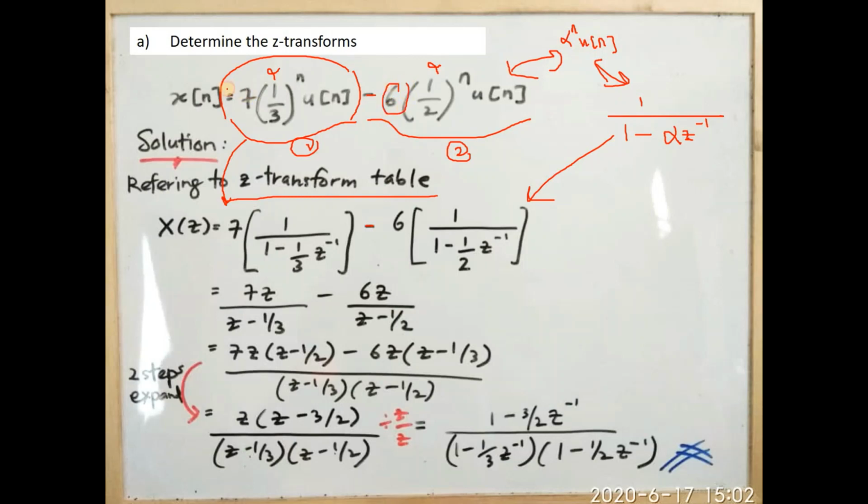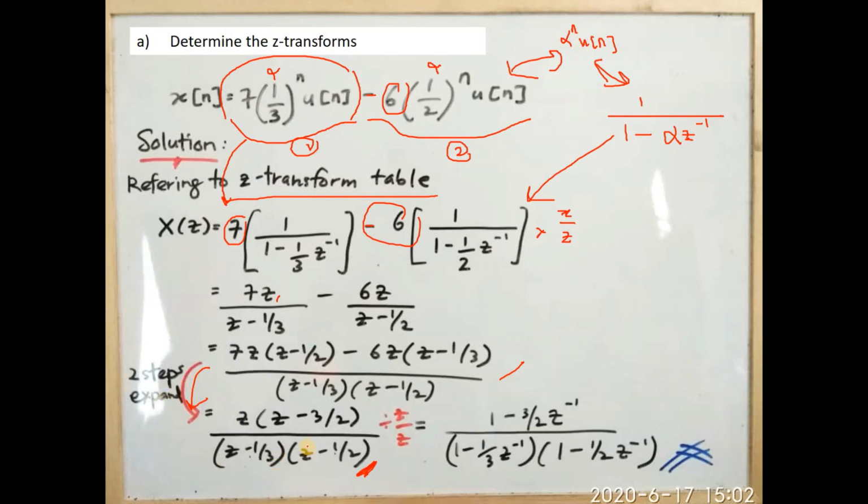Of course, for the amplitude here you just take it out, so you have 7 here and minus 6 over here. After that, just rearrange it, and you will get 7Z over Z minus 1 over 3, minus 6Z over Z minus 1 over 2. This is how I get this, by multiplying by Z over Z to get the Z value. Rearrange it, you get this step. Next you expand it and rearrange it again until you get the final step here.